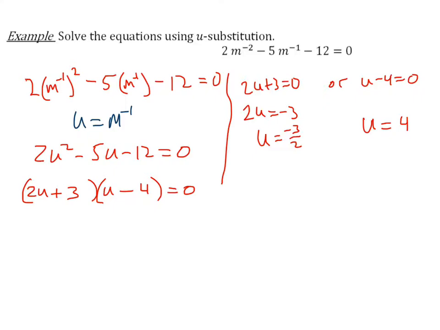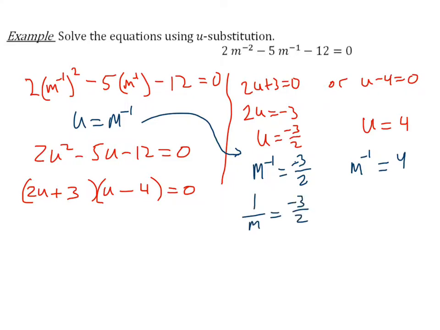Now we need to go ahead and resubstitute for our u here. And we have m to the negative 1 equals negative 3 halves, and m to the negative 1 equals 4. And m to the negative 1 is just 1 over m equals negative 3 halves. And so we can cross multiply here, and we get negative 3m equals 2 times 1, which is 2. Divide by negative 3, and we get negative 2/3.